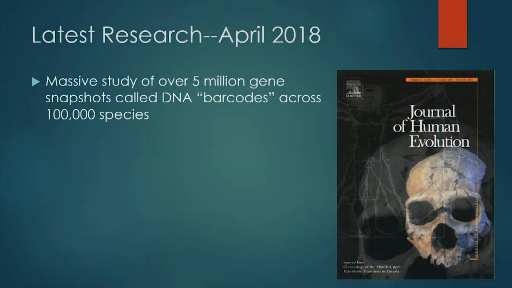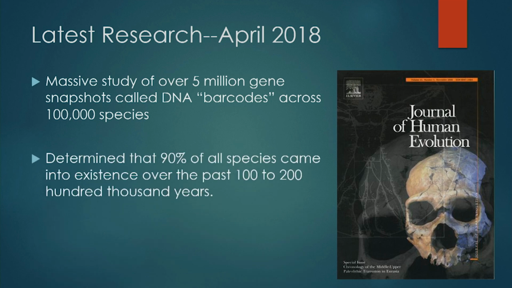Now here's the latest research. This is really interesting. A massive study of over 5 million gene snapshots called DNA barcodes across 100,000 species. Biologists all around the world were submitting data into a database over the course of 5 years. And they determined that 90% of all species came into existence over the past 100 to 200,000 years.